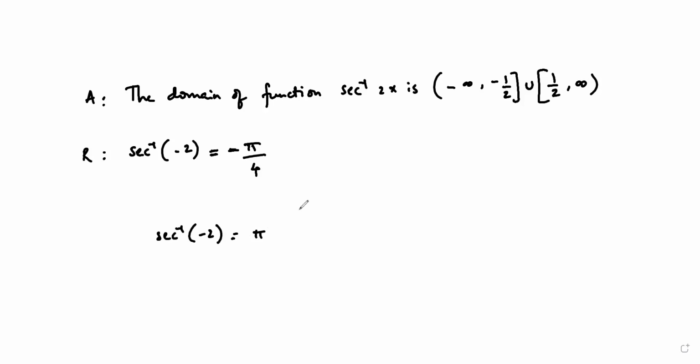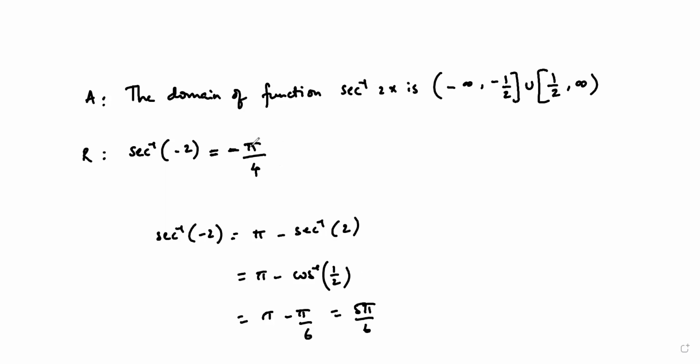So pi minus secant inverse of 2, I can write as pi minus cos inverse of 1 by 2. So this is pi minus pi by 3, that is 2 pi by 3. It is not equal to minus pi by 4. So this is false, and automatically A will become true. A is true, R is false. Right?